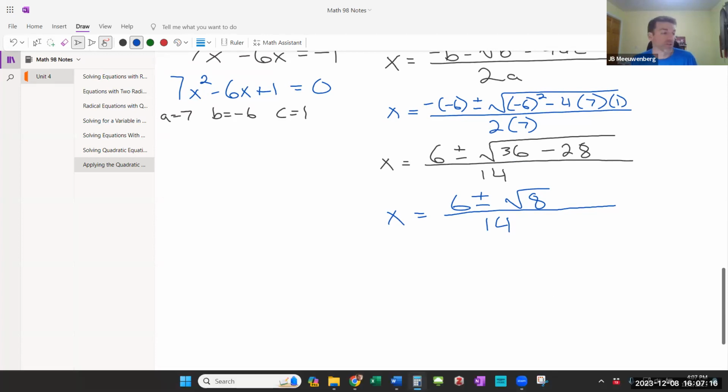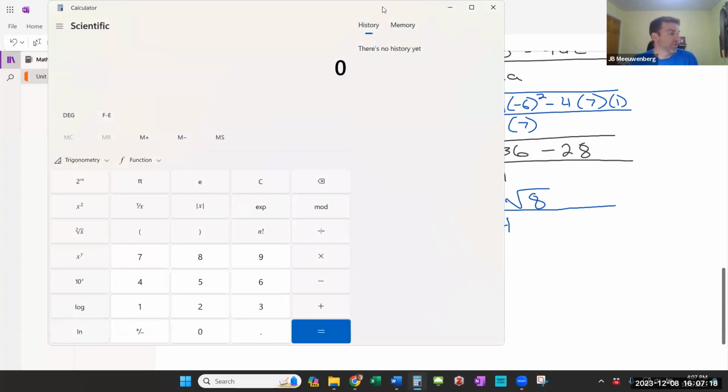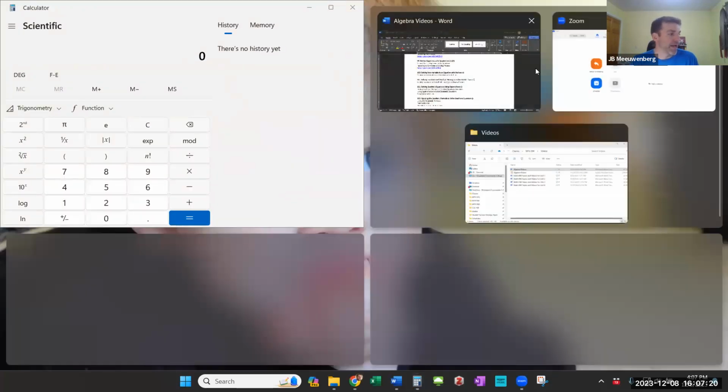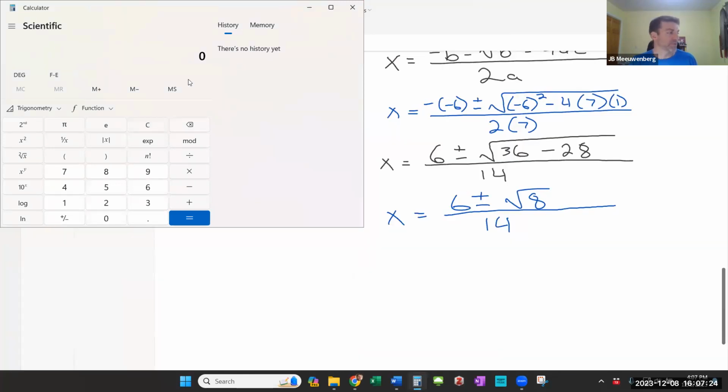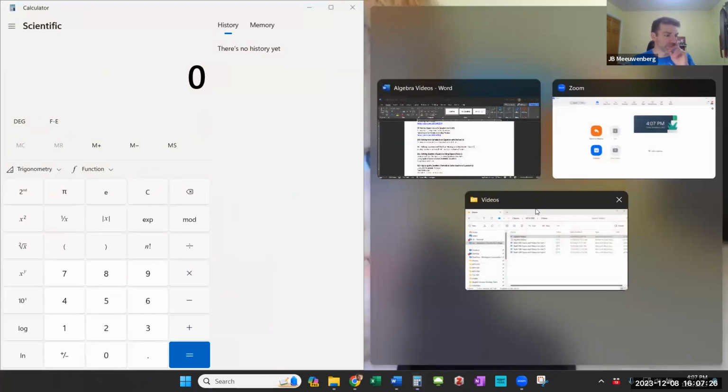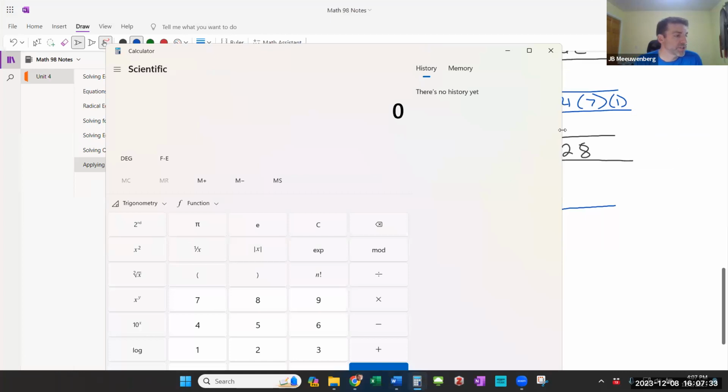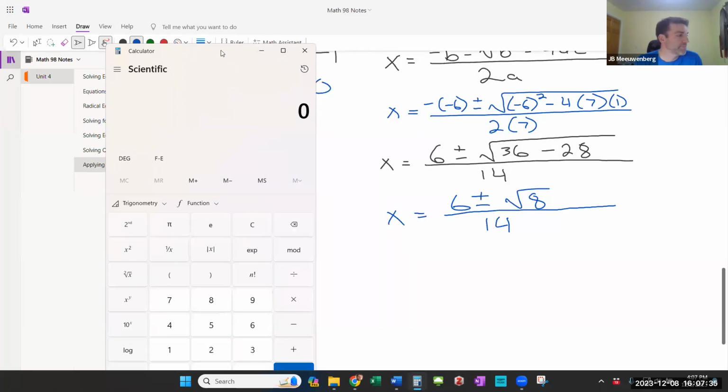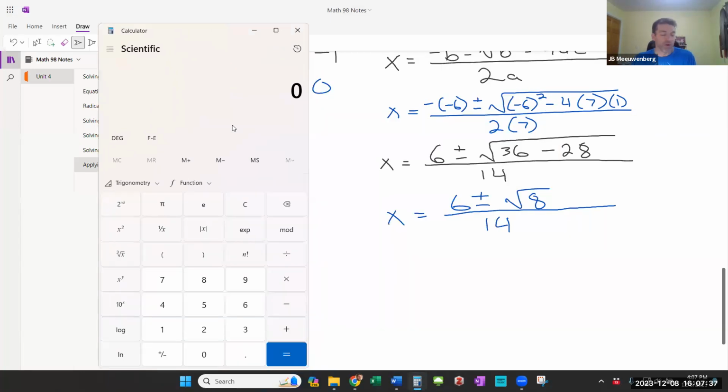So here we need to use our calculators. So I'm going to pull my calculator up. Let's get this off to the side. There we go. Let's just do this a little bit differently. Okay. So it depends on the calculator that you have, how you're going to do this.